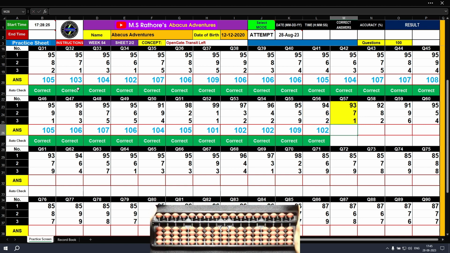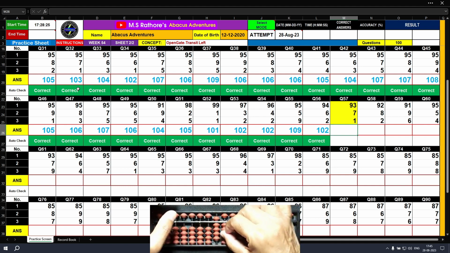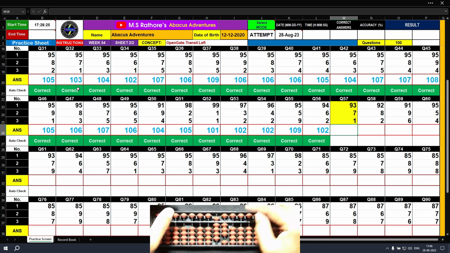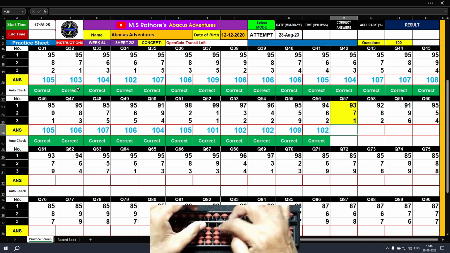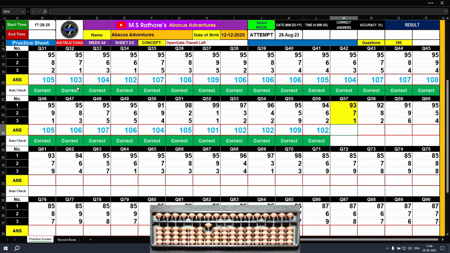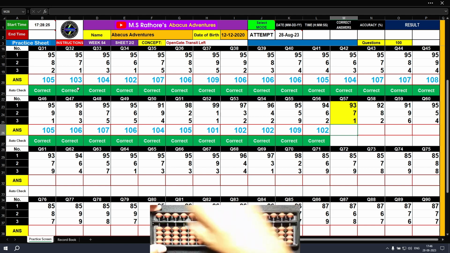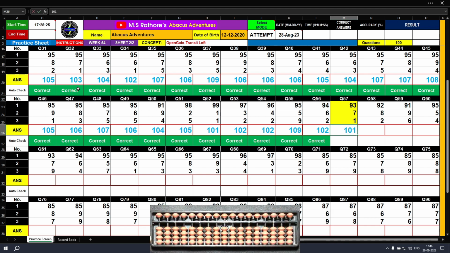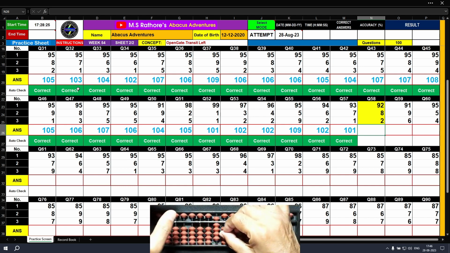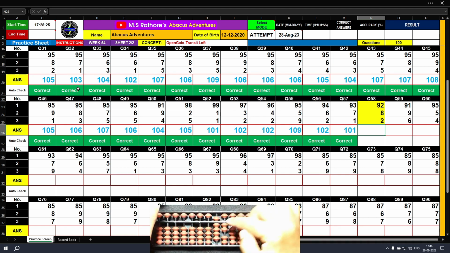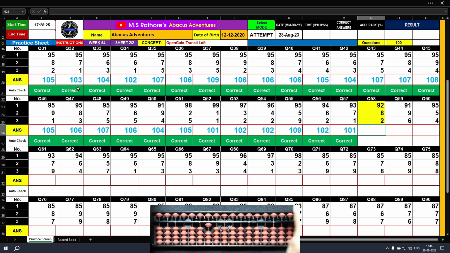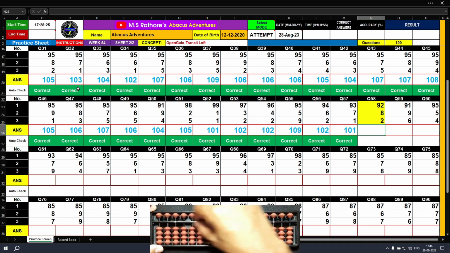Question number 57. Plus 90, plus 3, the answer is 93. Plus 7 equals minus 3. Plus 10, the answer is 100. Plus 1, the answer is 101. Question number 58. Plus 90, plus 2, plus 8 equals plus 2. The answer is 102.